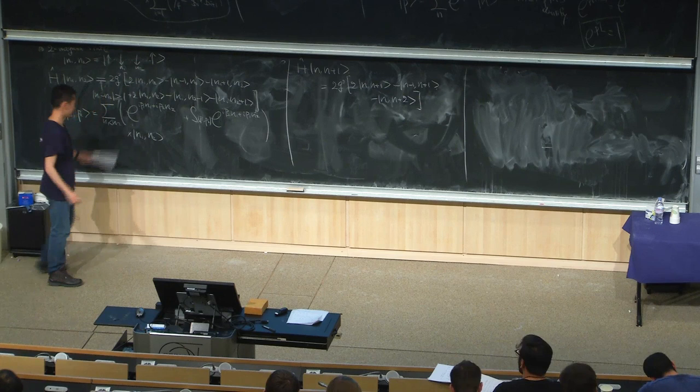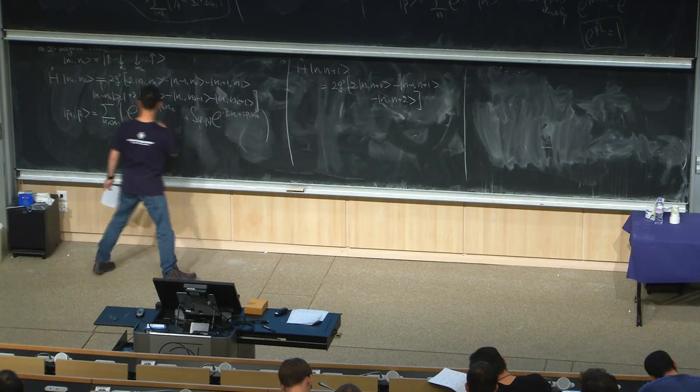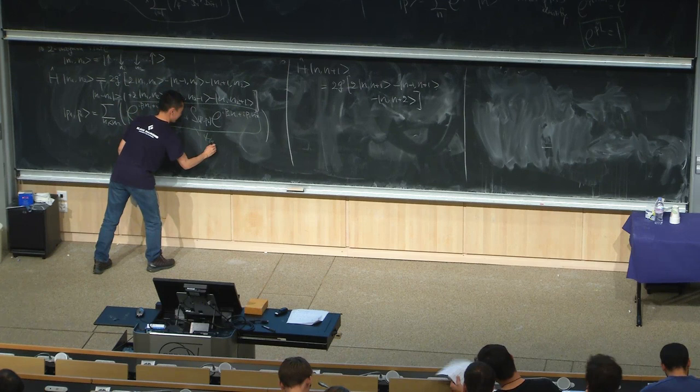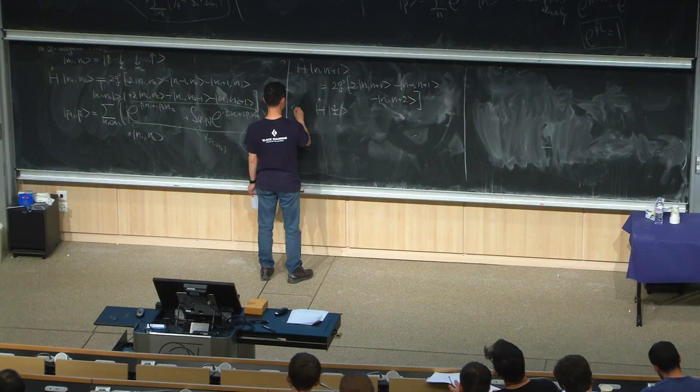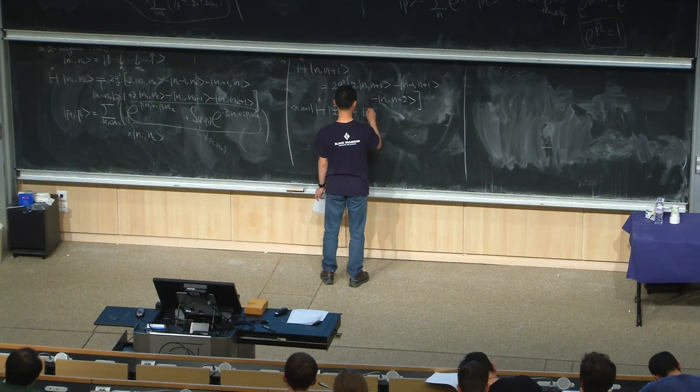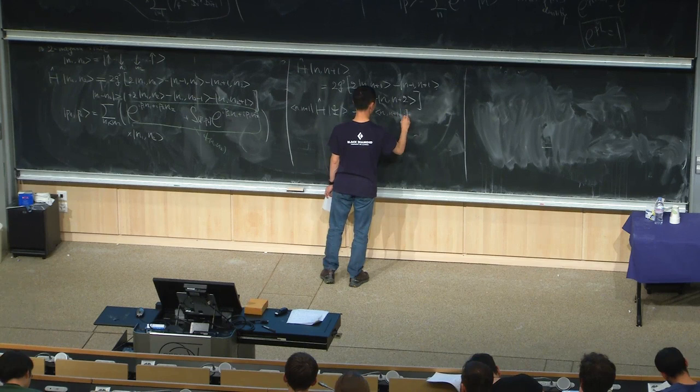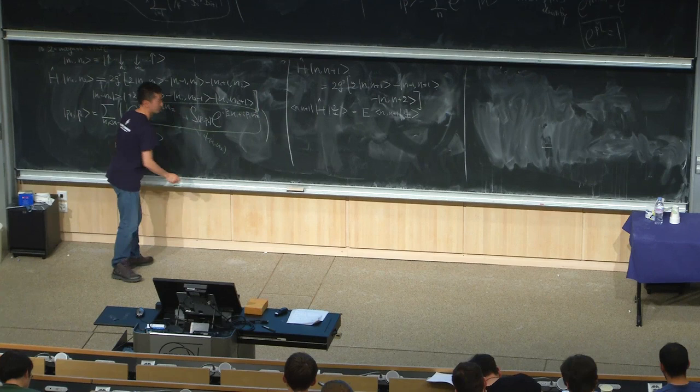So let's write this wave function as psi n1, n2. And what I'm going to impose is this condition. I act on the state with H and then project it to this state. But this should be equal to the energy times psi, because it's an eigenstate. And the idea is that by imposing that, we determine this equation.